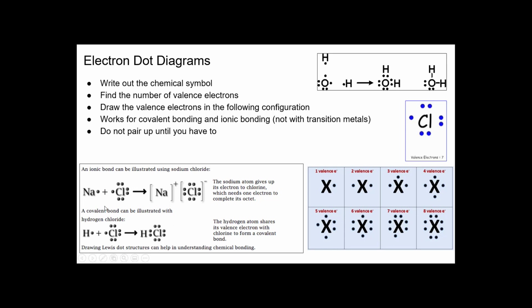So this is the last portion, or almost last portion, of this lab. You have to write out the chemical symbol. You'll have to find the number of valence electrons. You draw the valence electrons in the following configuration, and then you put it together. I also have a video that I'm going to put up for this. The video is how to make these electron dot compounds easier for you. I put this video up for a later lab, but it might help some of you who are absolutely lost with electron dot diagrams. So I'm going to put that video up as well.